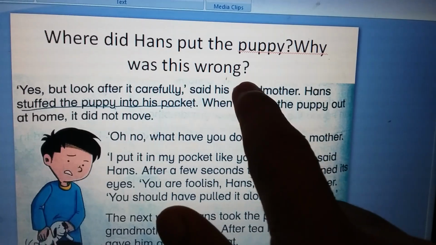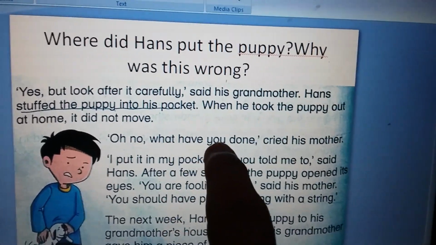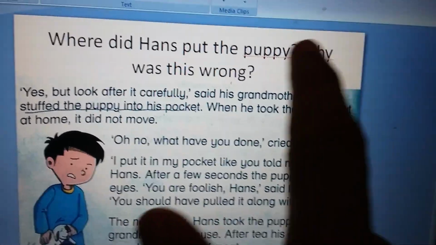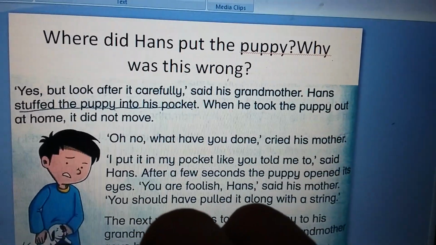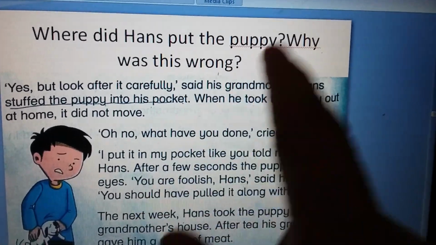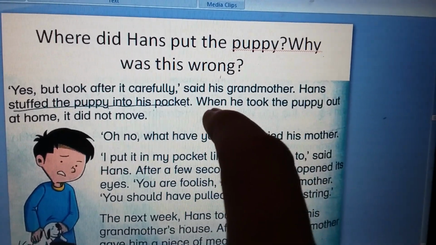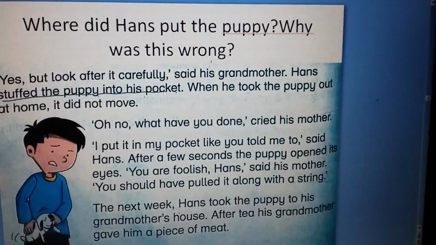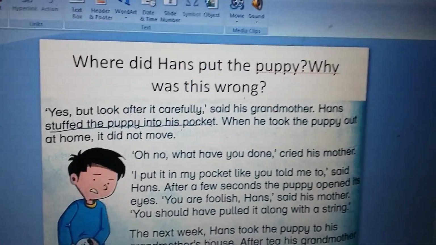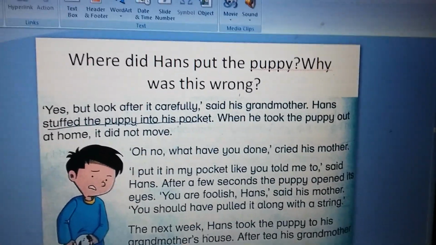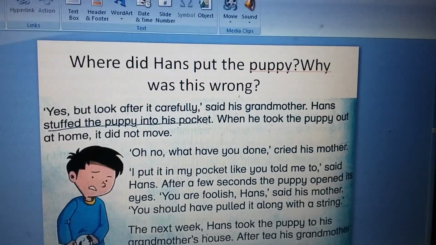Why was this wrong? Because the puppy was a living thing. It cannot be stuffed. It cannot be packed. Okay? Because a puppy is a living thing. It grows in size, it eats, it drinks, it excretes. That's why it is a living thing.